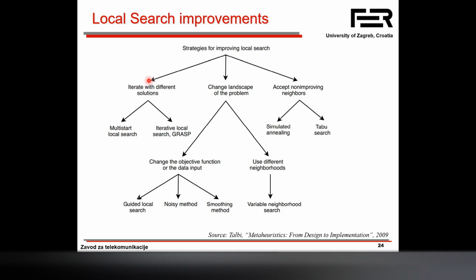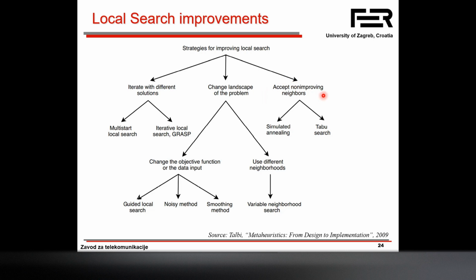First of all, as I mentioned, we can iterate with different solutions, and next time I'll talk a little bit about GRASP. We can change the landscape of the problem. We can, for example, use different neighborhoods, and again, next time I'll talk about something called variable neighborhood search.